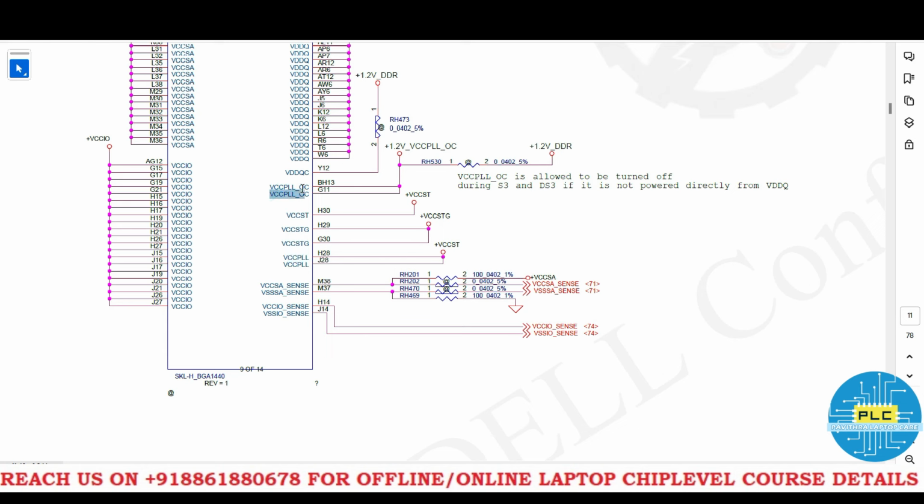VCC ST OC, OC in the sense of overcurrent. VCC SA sense, the system agent sense. This one is connected to the CPU core IC. This one will carry the power related information: what power is required by this system agent. That one is the sense, the sensing voltage to the CPU core IC.